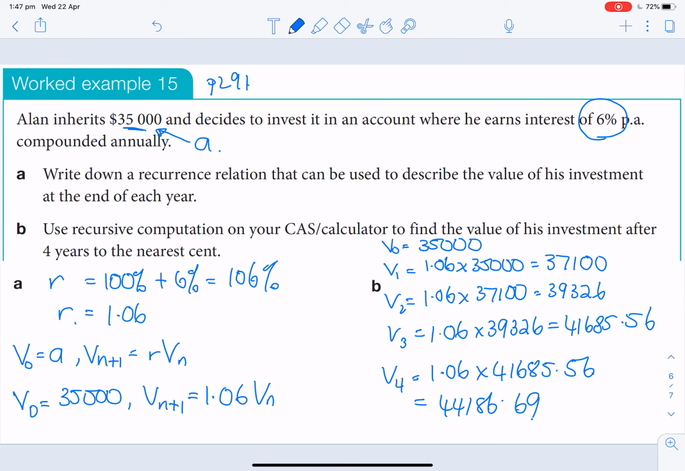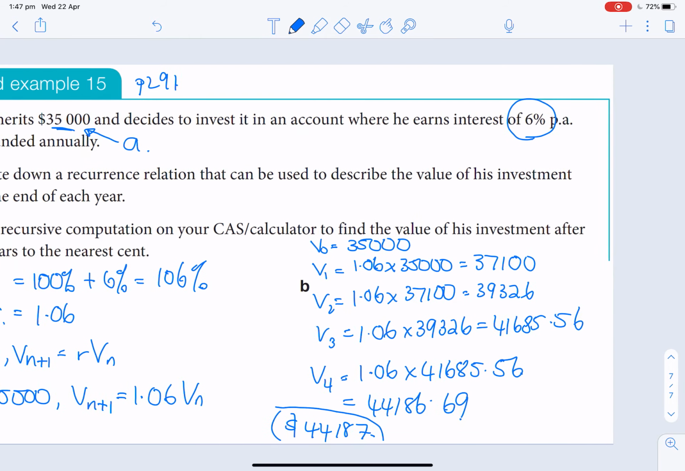So because that's over 50, after 4 years 44,187 is what the value would be, rounded. Most of the time the banks would probably round it, or you'd like to think the banks rounded it. We'll see. All right, so we've done A and B.